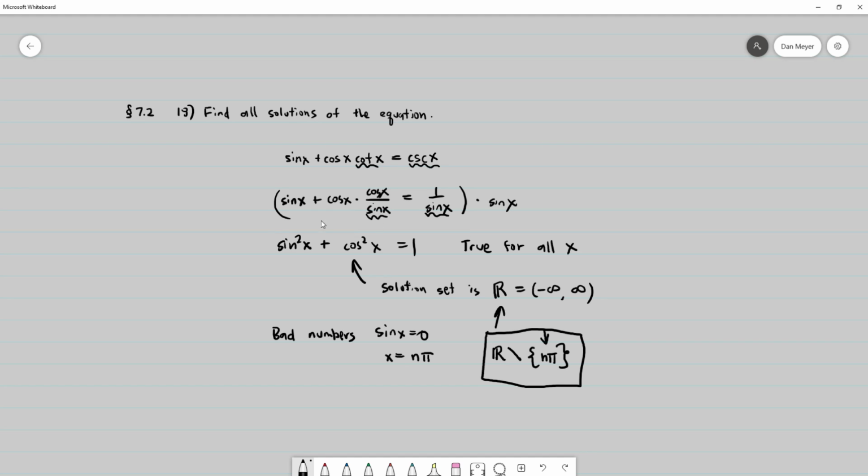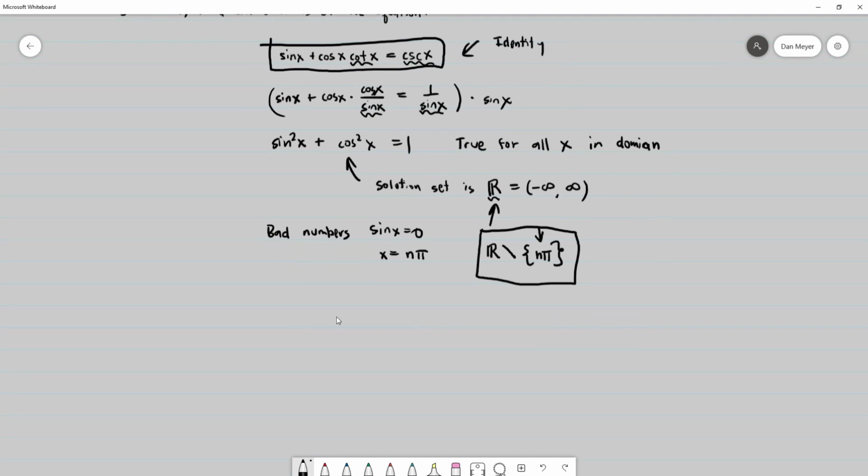Now that brings up another point, that the original equation is true for all x in the domain. The only points that we had to throw away from R were the points that weren't in the domain. So this is an identity. And if we want to prove that it's an identity, let's go ahead and do that real quick. It starts off in much the same manner.